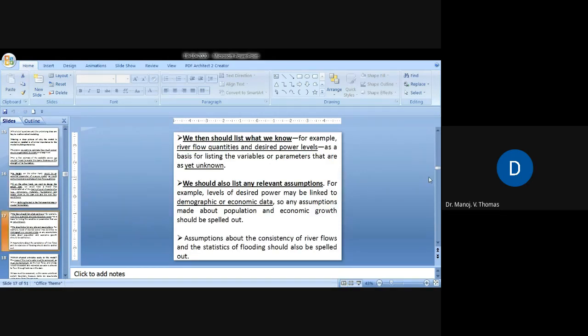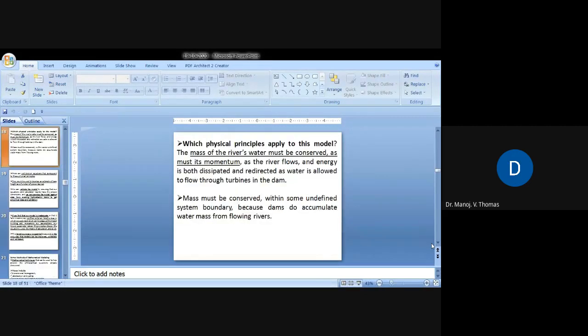We then should list what we know. For example, river flow quantities and desired power levels, as a basis for listing the variables or parameters that are yet unknown. We should also list any relevant assumptions. For example, levels of desired power may be linked to demographic or economic data. So any assumptions made about population and economic growth, assumptions about the consistency of river flows and the statistics of flooding should also be spelled out, because how many times natural flooding has happened in the past, or is it a place where floodings are likely to occur.